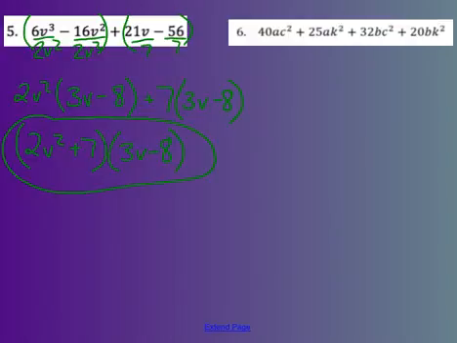Now this last one is kind of like the one that's on your test, so you might want to pay attention. 40AC squared plus 25AK squared. So I said A, so I know I can take an A out. 40 and 25, I know the biggest common thing, 25 only has a 5, so that's going to work there. 32BC squared and 20BK squared. So notice I said them out loud just to realize they both have a B.